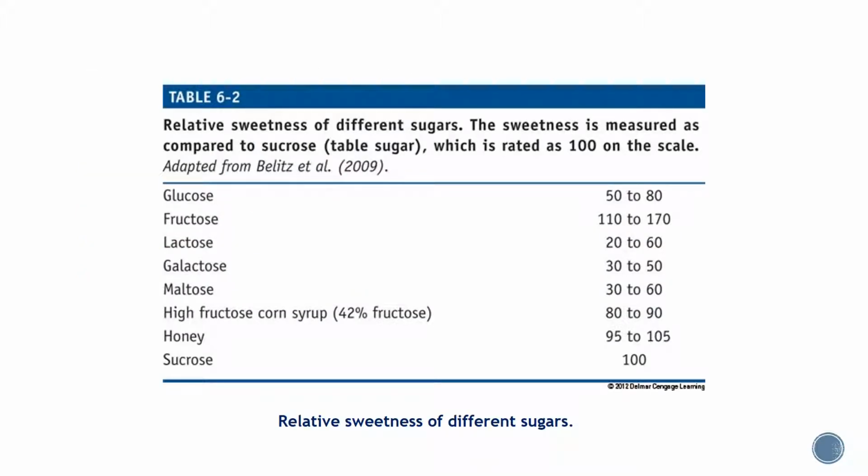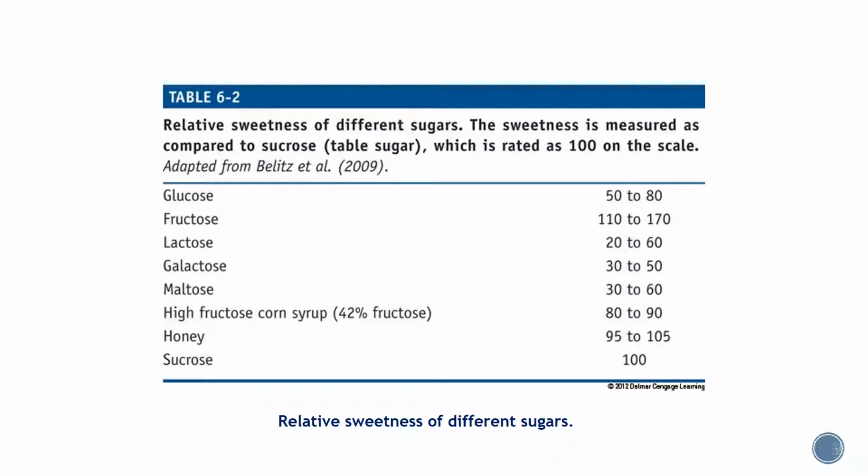All right. So if you look at this, we talked about sweeteners a couple chapters ago. This is a table that's also in your book, but I just want you to look this over. We just talked about glucose and fructose. Look at those. Glucose, 50 to 80. Fructose, 110 to 170. Now go down to high fructose corn syrup. 42% fructose, 80 to 90, all right? So that's the relative sweetness of different sugars in how we utilize them in food.